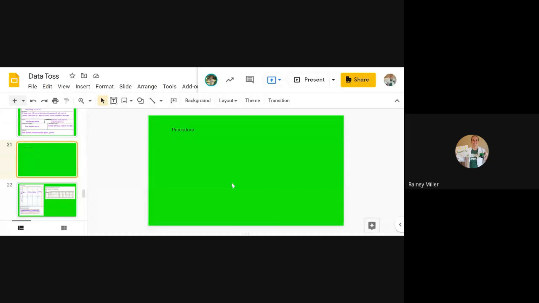So the next part is your procedure. And as you go to write your procedure, it's important that you do something. A procedure is a set of steps that you do in order to say what you're going to do first, second, third, fourth. And you have to be very specific because we want our experiment to be reproducible. That means that we want to make sure that the experiment can be done again in the exact same way.